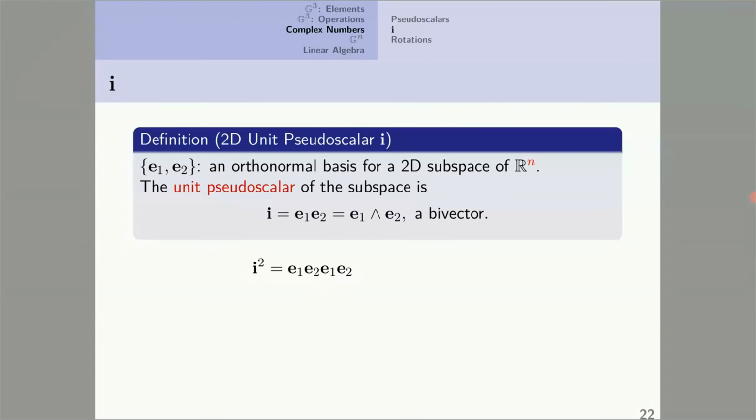The geometric product of orthogonal vectors anti-commutes, so I can switch the two middle members of this product at the cost of a minus sign. e1 times e1 is 1, e2 times e2 is also 1, and so we have this. This unit pseudoscalar behaves as the imaginary unit, the imaginary number i, from complex number theory.